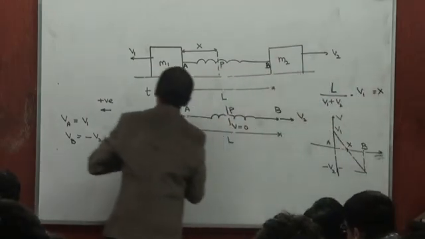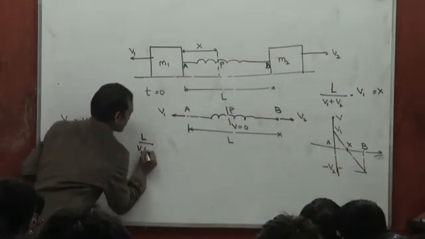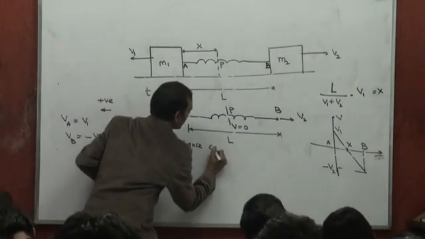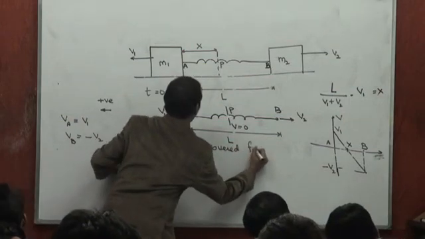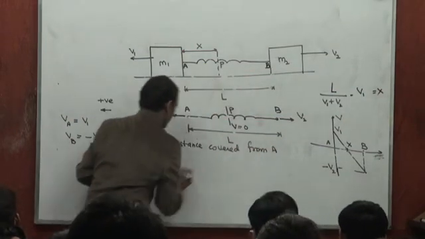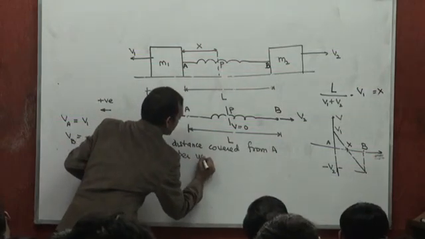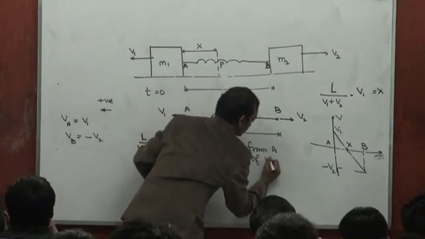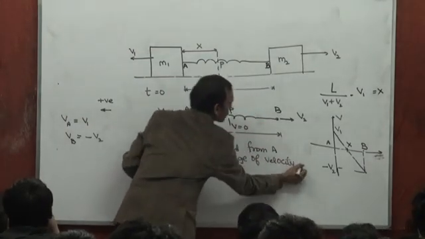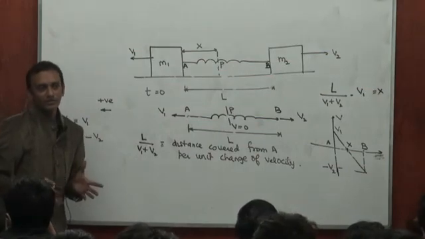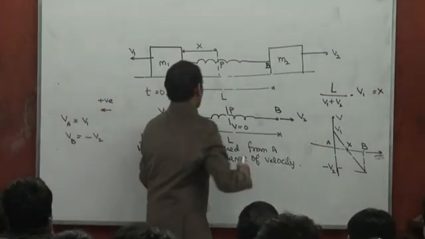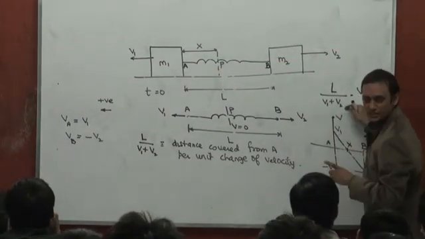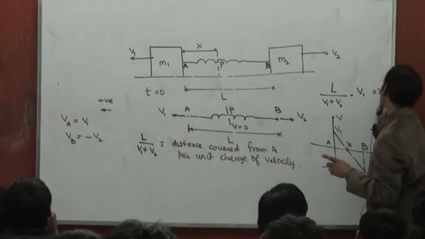What is L by v1 plus v2? Distance covered from A per unit change of velocity. Per unit change of velocity. Yes or no? So, for a change of velocity v1, what would be the distance? For a unit change of velocity, it's this. So, for a change of velocity v1, what would be the distance covered? X.